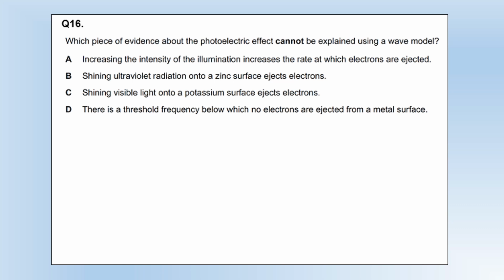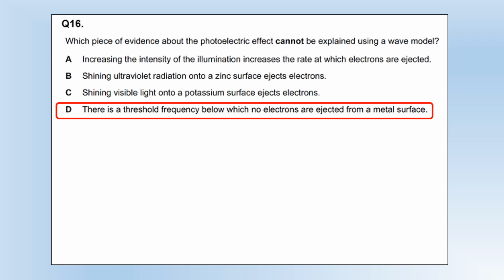Again, that doesn't really help us differentiate between the two. Shining visible light on potassium ejects electrons. Again, it doesn't differentiate between the particle and the wave theory, really. That there's a threshold frequency below which no electrons are ejected. It's this one here. So the wave model says any frequency or any wavelength should cause emission, just that lower energy ones take longer. But the particle model is what predicts this threshold frequency.